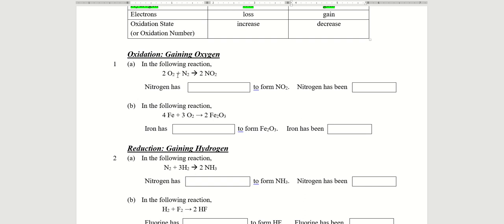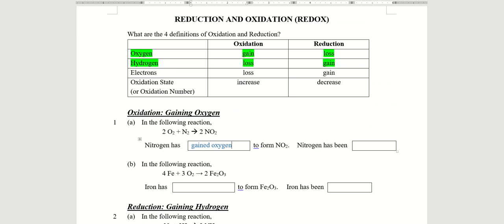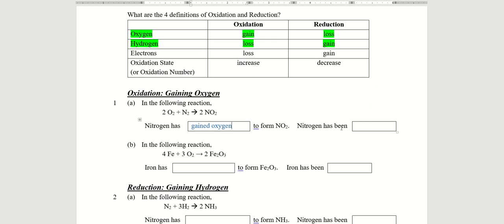In this first example, we can see that oxygen reacts with nitrogen to form nitrogen dioxide. Now you can see here that on the left hand side, nitrogen is in its elemental form, whereas after the reaction, the nitrogen has basically gained oxygen to form nitrogen dioxide. So we can say nitrogen has gained oxygen to form nitrogen dioxide. And we can see from the table here that gaining oxygen is oxidation. So we can say that nitrogen has been oxidized.